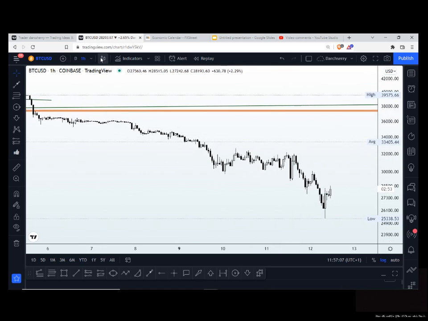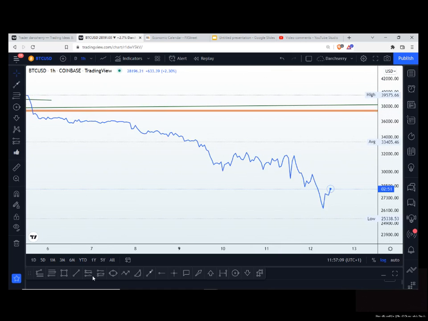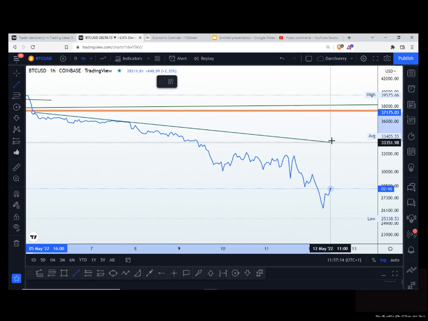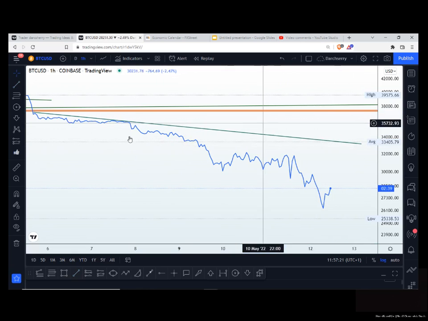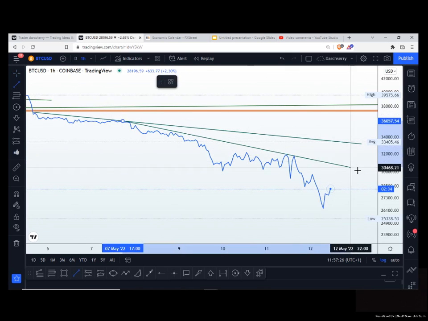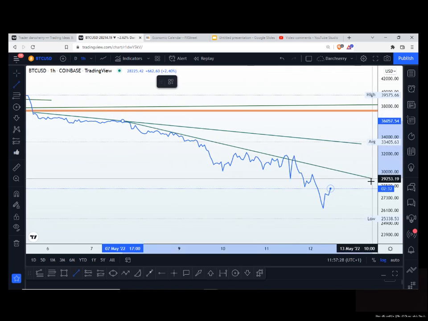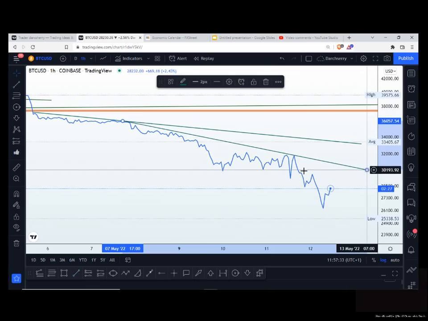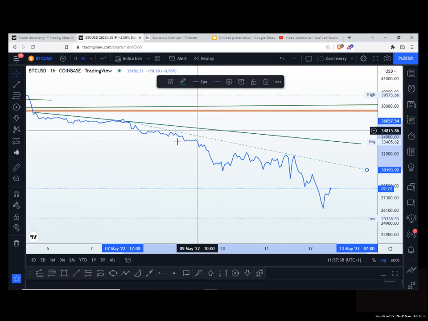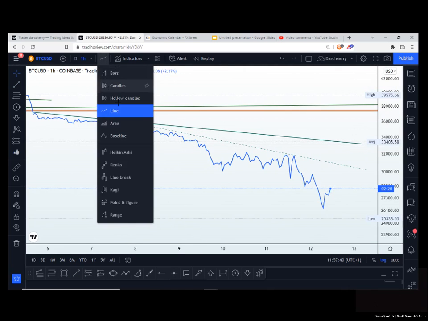We can actually draw a trend line right above this, connecting the lower highs. So the first one we have is around here. That's the first one we have. And then the second one will start from around here into, I think, somewhere around here. So let's make this one a little bit lighter since it's not the major trend line. So let's have something like this.